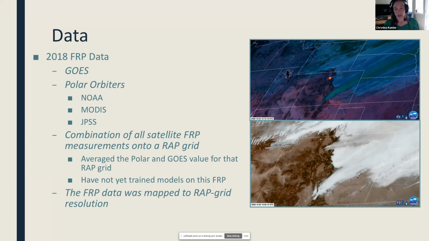And now the GOES, more often than not, was just one GOES measurement per RAP grid cell. However, if there were two, then I took an average since they're higher resolution.